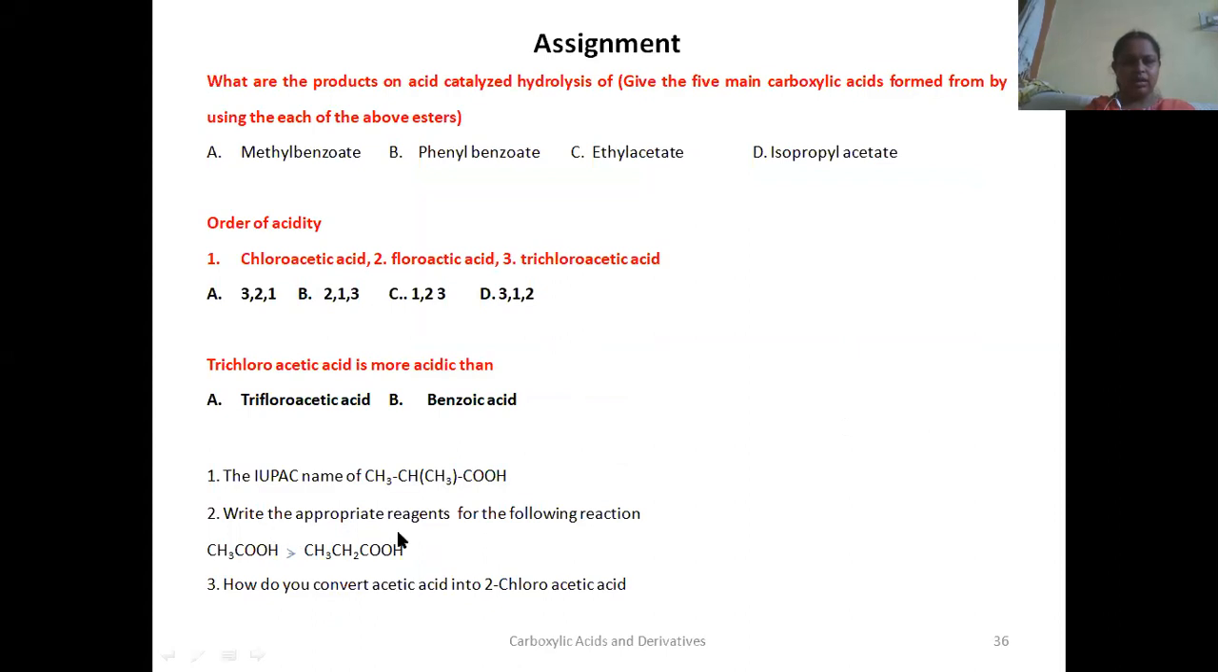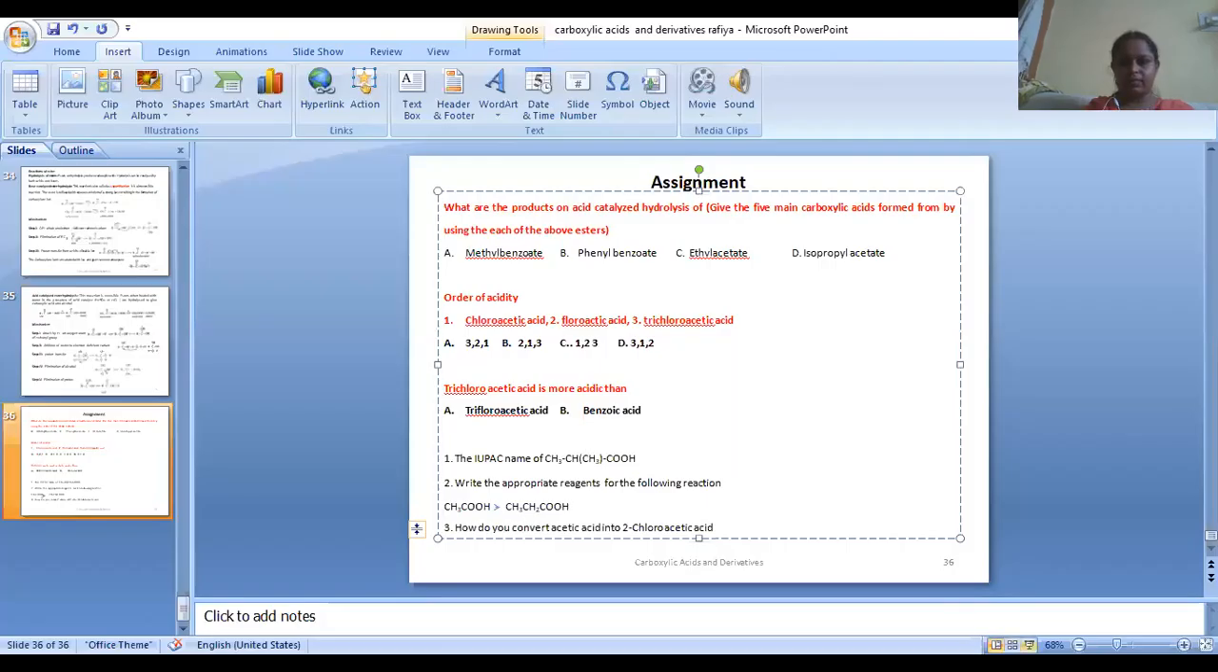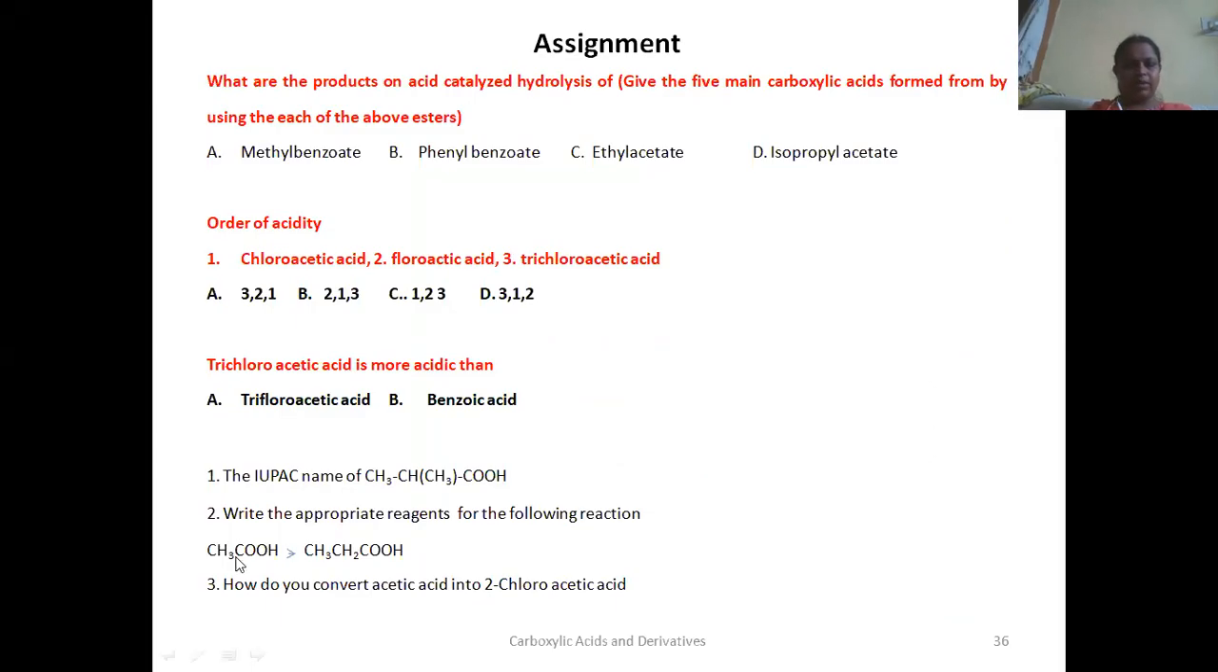The next question is write the appropriate reagents for the following reaction. What is the reaction here? In this reaction, acetic acid is getting converted to propionic acid. See here, the COOH group is not changing at all, but there is an addition of CH2. This is a very important name reaction. Try to solve this.